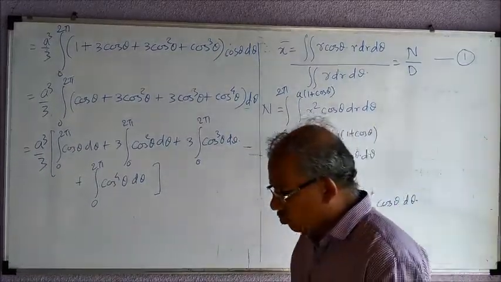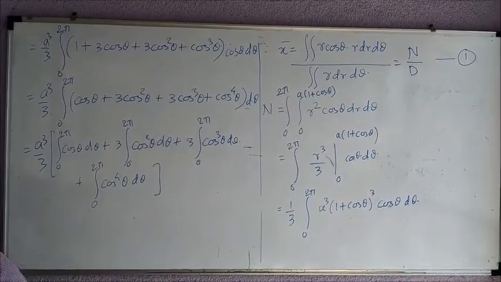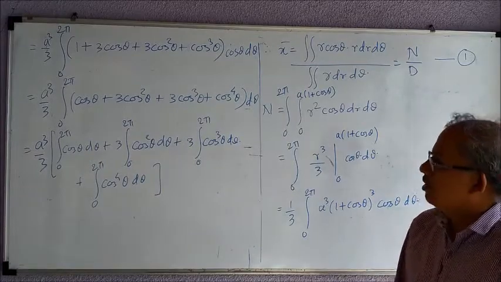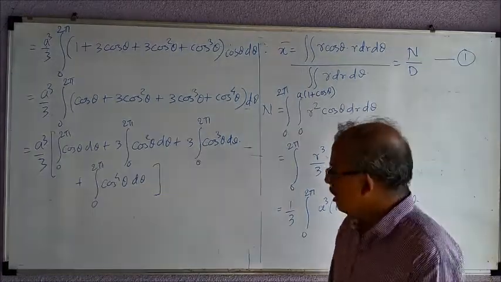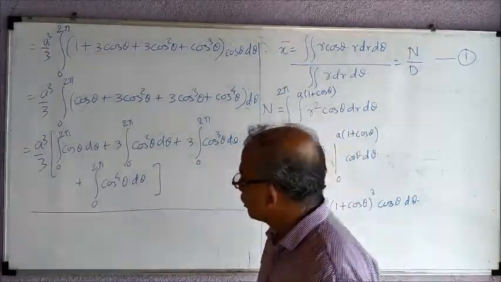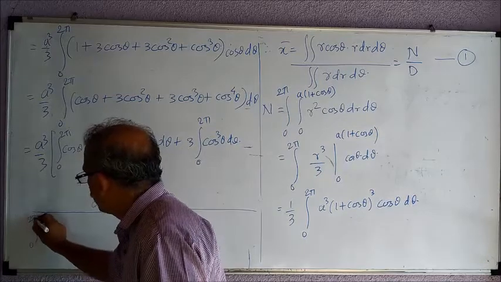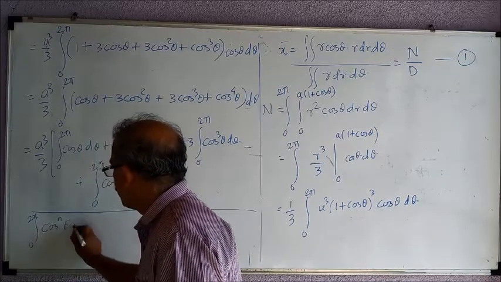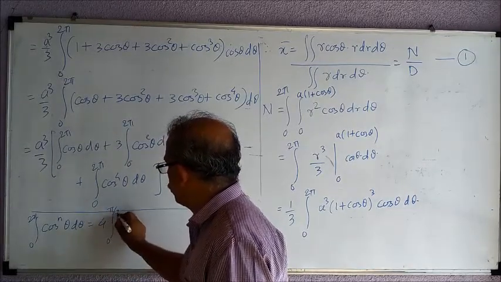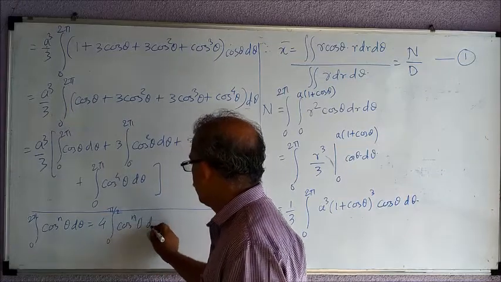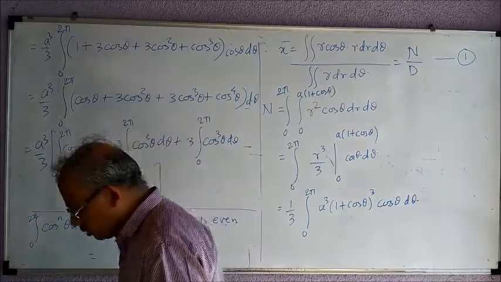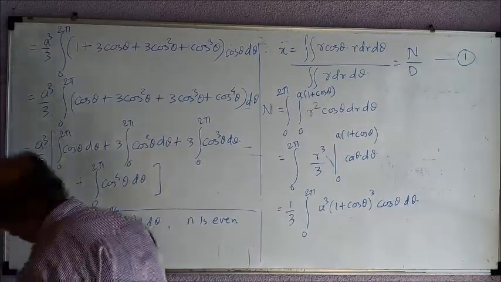Right? Okay. Now, if you remember, in the reduction formula, I'll just note that reduction formula here. Integral 0 to 2 pi cos raised to n theta d theta will be equal to 4 times integral 0 to pi by 2 cos raised to n theta d theta when n is even, and it is equal to 0 if n is odd.